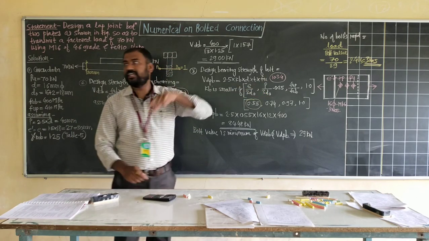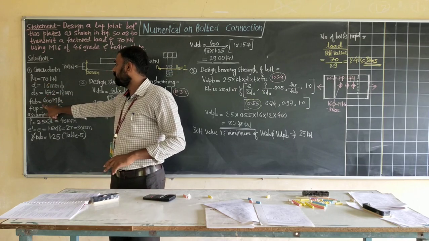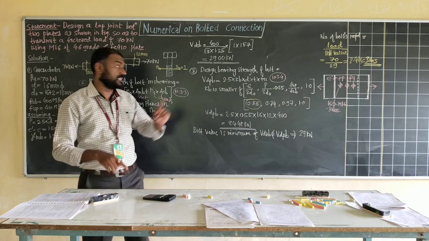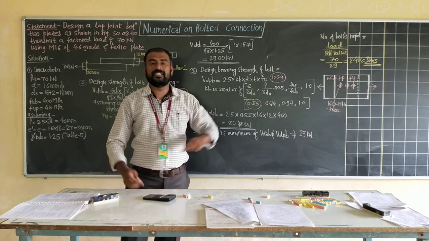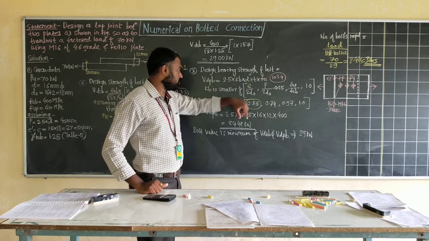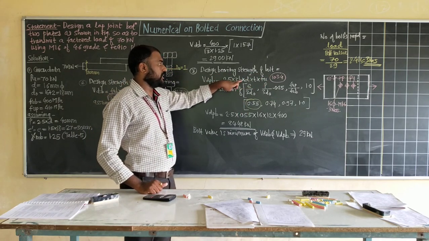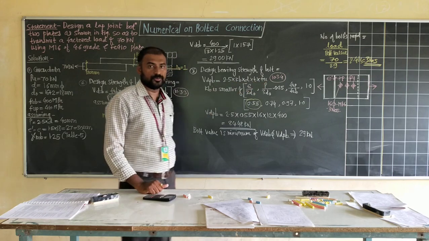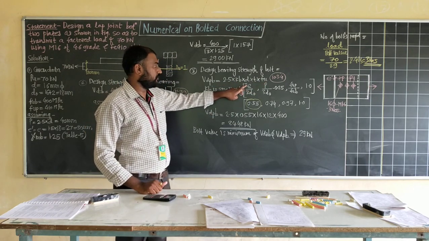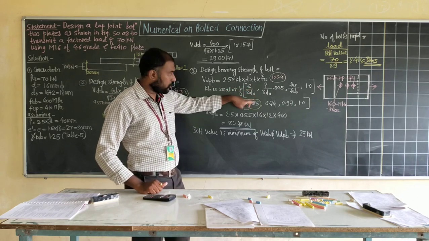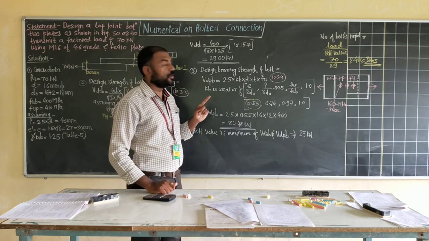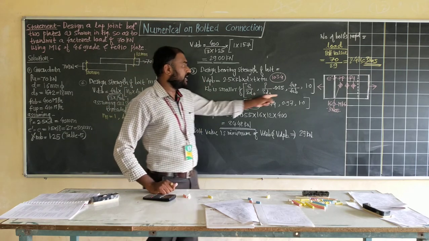So FUB, already in the given data we have seen the FUB value is 400. If you are going to calculate the bearing strength for the plate, consider the FUP value, and that is given here as 410. So design bearing strength of bolt is equal to 2.5 times KB into D into T into FU value. The KB value is the smaller or minimum of E divided by 3D0, P divided by 3D0 minus 0.25, FUB divided by FU, and 1.0.